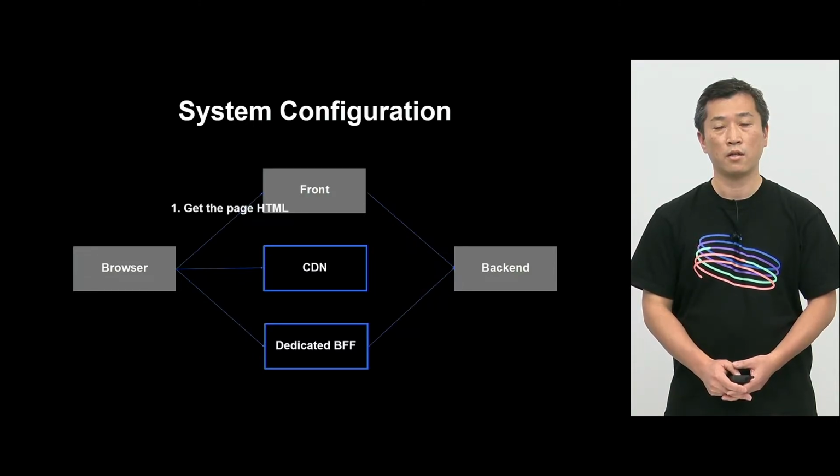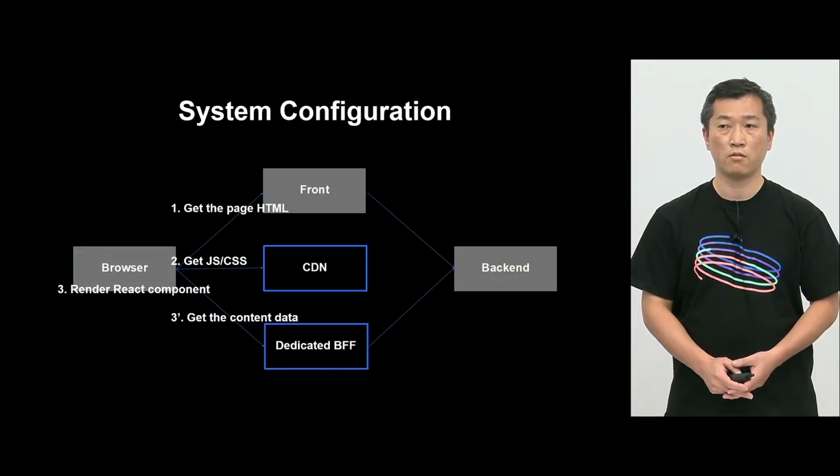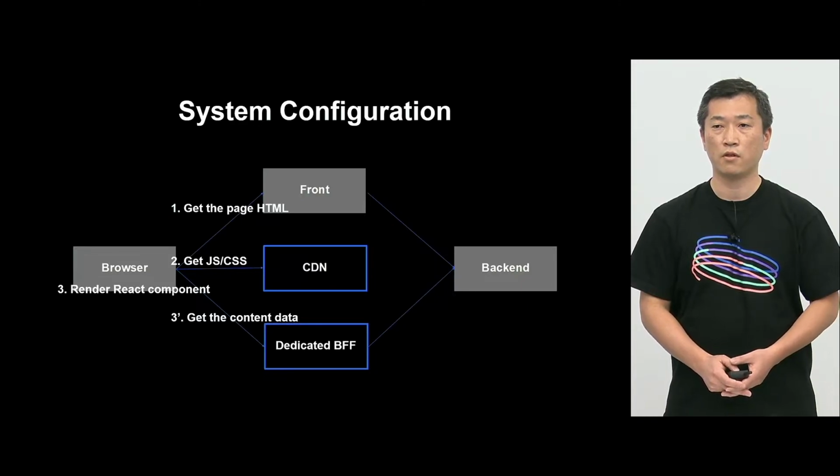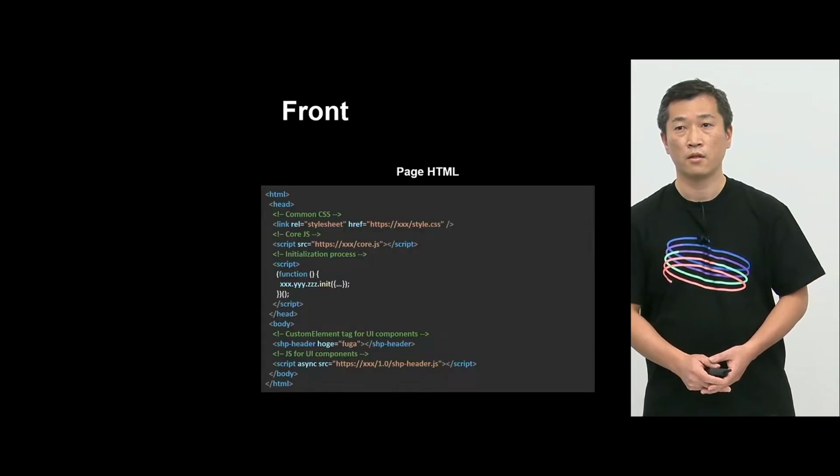Now, as a flow, the frontend receives the request of the browser and returns the page HTML. And from the browser, JS and CSS located at the CDN are loaded, and a React component does the rendering. And content data is acquired via BFF. So this is a usual configuration. But you don't understand anything from this, so let me go deeper into the content.